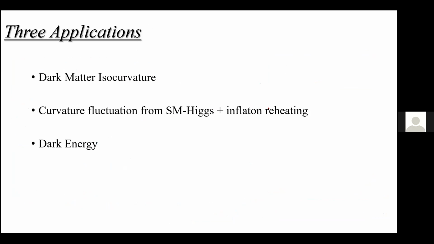Then I will give you 3 applications. The first one is dark matter isocurvature, to compare with the previous case. The second one will be the curvature fluctuation from Standard Model Higgs plus inflaton reheating. Then the third one will be the dark energy one.